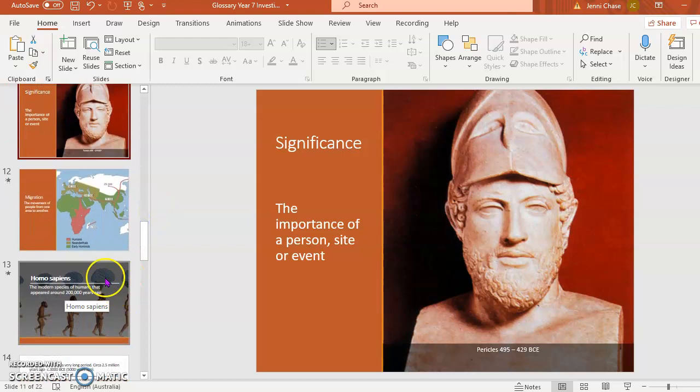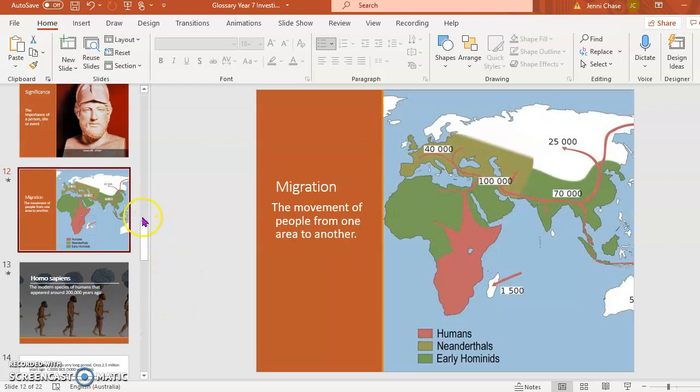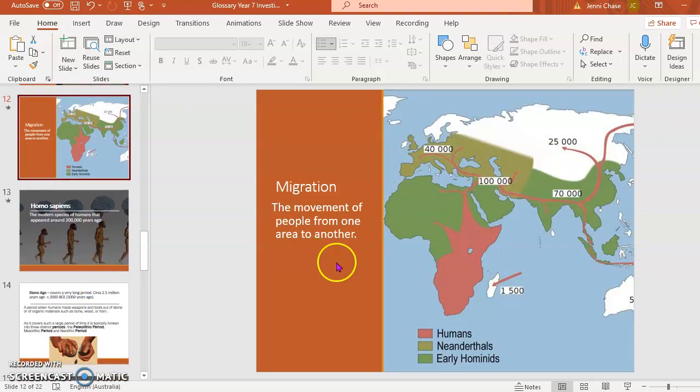Okay. Right, the next few terms are linked specifically to what we're going to start with. So migration. This is a geographical term, but it's also important in history. Migration is the movement of people from one area to another. So in upcoming lessons, we will look at how human beings migrated in the prehistoric past. So when human beings first appeared in Eastern and Southern Africa, they then very slowly over time, as you can see on this map, migrated around. And we'll look at the reasons for that and how it happened.